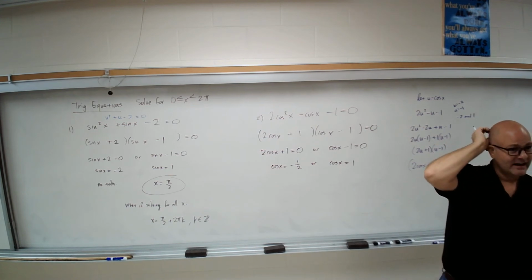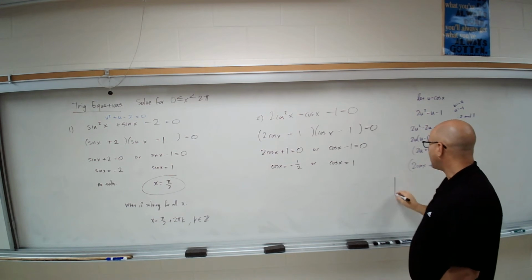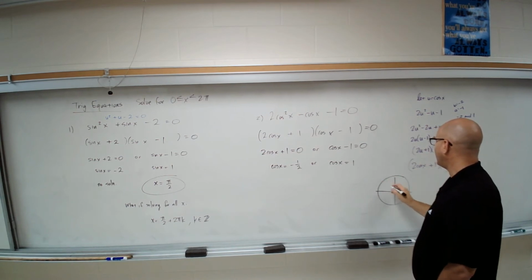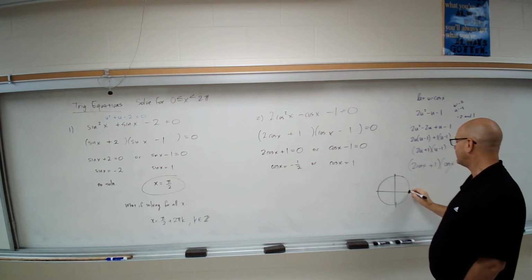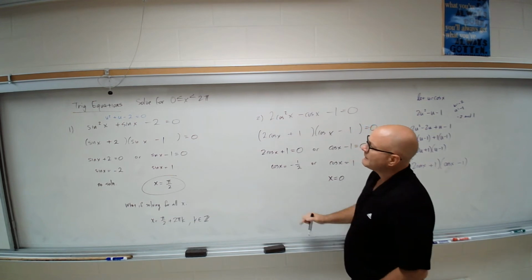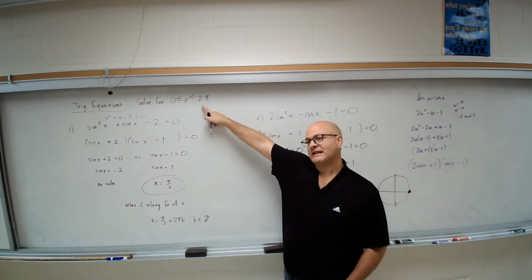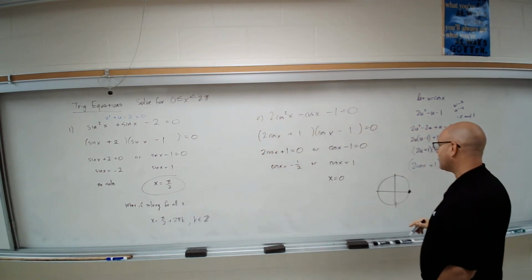Now I kind of go visual here with my whole unit circle thing. Well, cosine is 1. I know that one, right? That's down here, so that means x is going to be equal to 0. Notice the domain was less than 2 pi, so you wouldn't include 2 pi as your answer. If there was an equal there, you would include 2 pi as your answer. Just kind of a subtle difference.